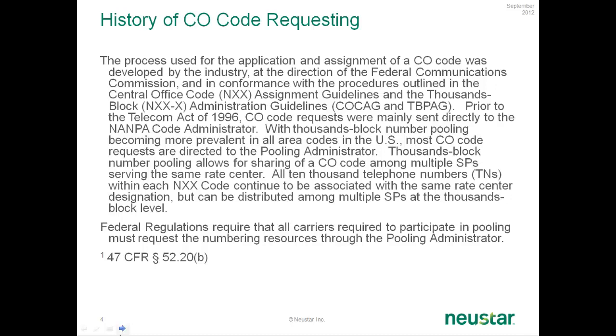Prior to the Telecom Act of 1996, CO code requests were mainly sent directly to the NANPA Code Administrator. With thousands block number pooling becoming more prevalent in all area codes in the U.S., most CO code requests are directed to the pooling administrator. Thousands block number pooling allows for sharing of a CO code amongst multiple service providers serving the same rate center. All 10,000 telephone numbers within each NXX code continue to be associated with the same rate center designation, but can be distributed among multiple service providers at the thousands block level. Federal regulations require that all carriers required to participate in pooling must request the numbering resources through the pooling administrator.